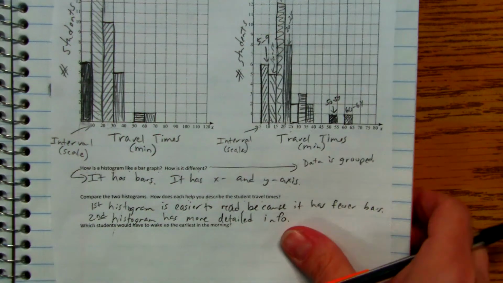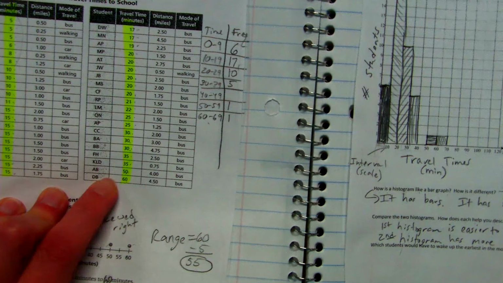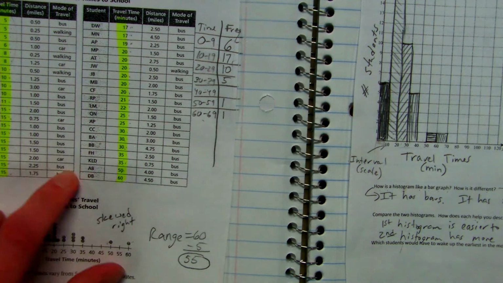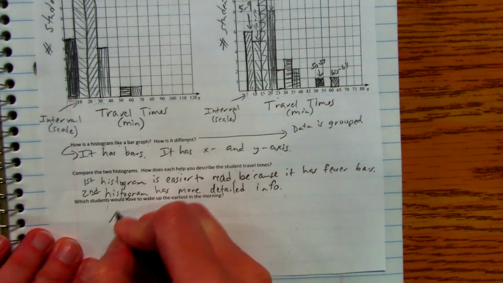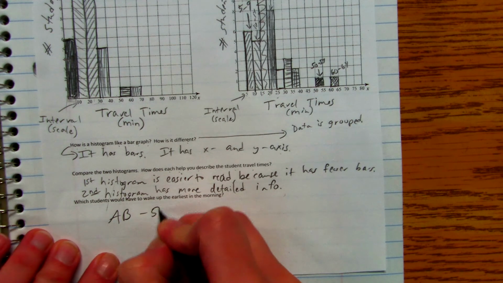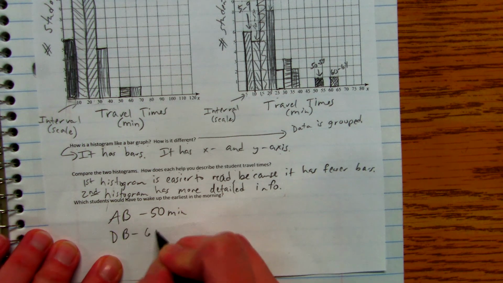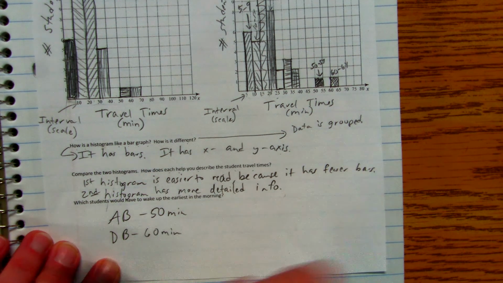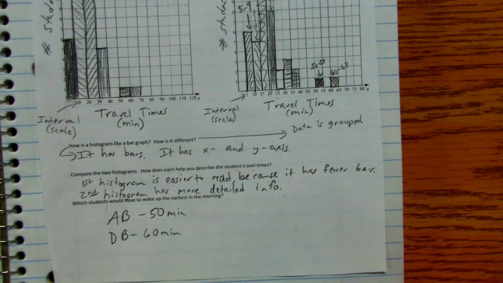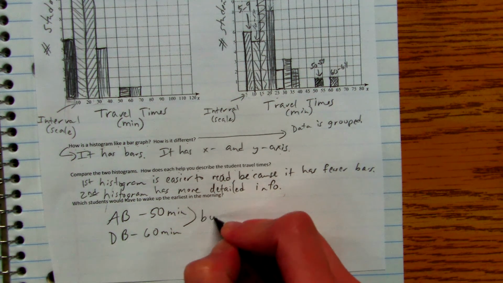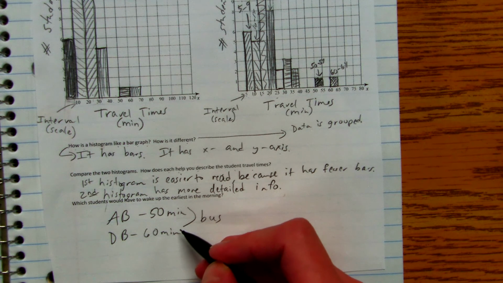If you're looking back on the table, it'd be over here at the end. AB and DB. We don't know their actual names, but AB had 50 minutes of travel time, and DB, if you have to be in your car, or on, I guess this was on the bus, so both of them are on the bus. If you had to be on the bus for an hour, you're going to have to get up earlier.